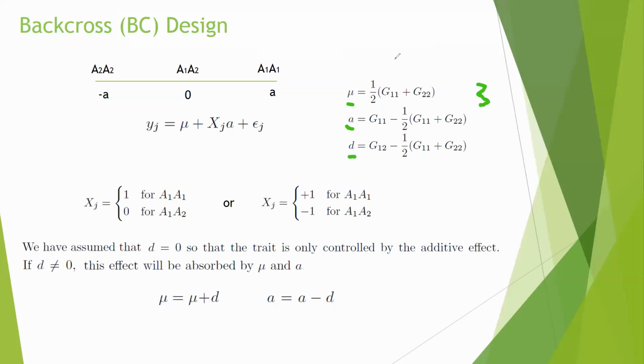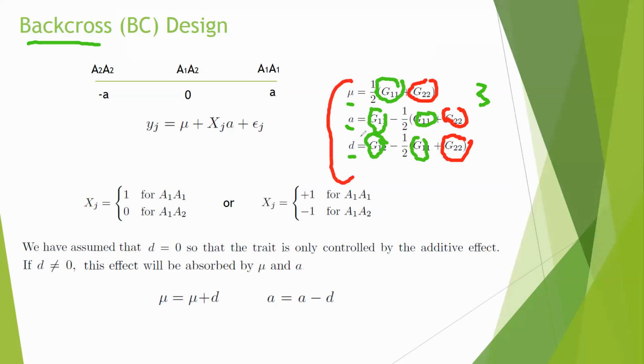However, as I just mentioned, in the backcross design we only observe two genotypes, right? So we observed this one, this one, this one, and this one, but we're missing this one. Make sense? Which means we no longer have 3 independent equations. If we want to use 2 equations to estimate 3 parameters, that's impossible, right? You cannot get the unique solution for these 3.